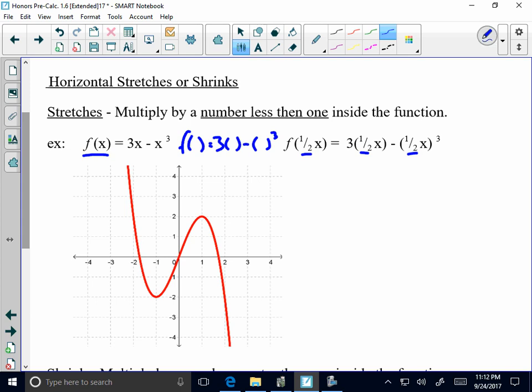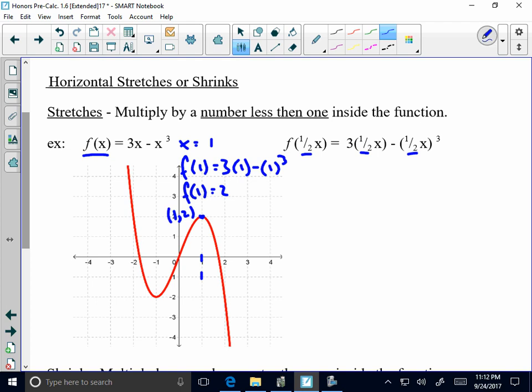So what we're going to do first is just get ourselves an ordered pair for our original function here, and we're going to plug in the x value of 1. And right here, when we plug in the x value of 1, we get f of 1 as 3 times 1, and then minus 1 cubed. And right here, that's going to give us f of 1 as 2. So right here, we have that local max right there as being the ordered pair 1, 2.